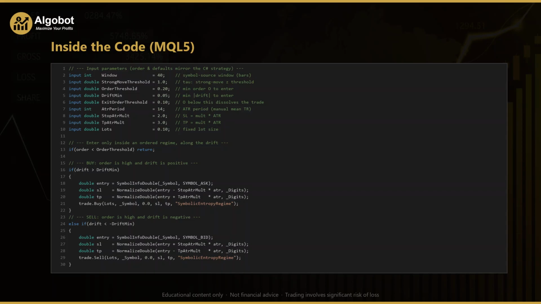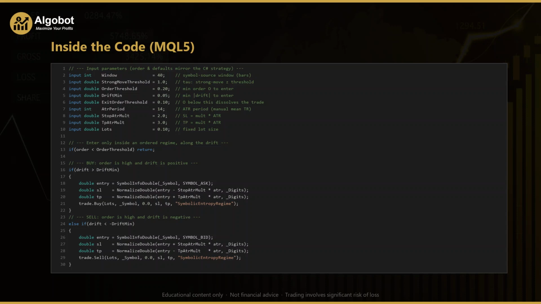Let's look at the actual MetaQuotes language code that runs inside the expert advisor. At the top are the input parameters you can adjust in the strategy tester. Window sets the 40-bar analysis window. Strong move threshold is the tau value that separates strong moves from mild ones. Order threshold and DriftMin are the two gates an entry must pass, while exit order threshold defines when an ordered regime is considered dissolved.